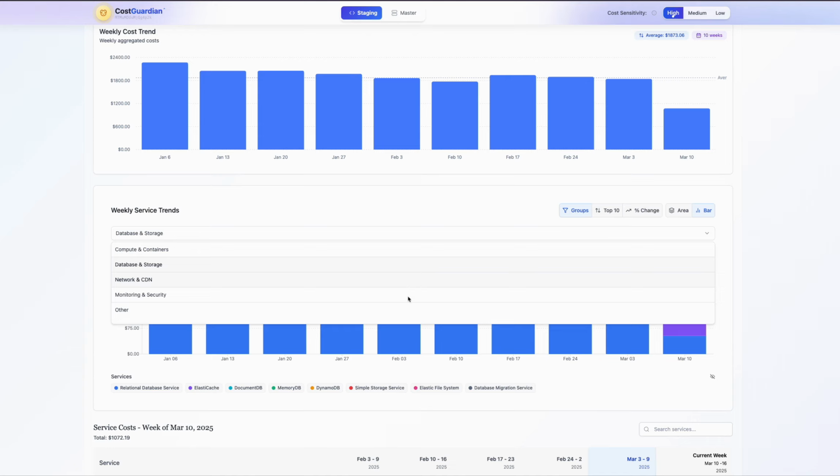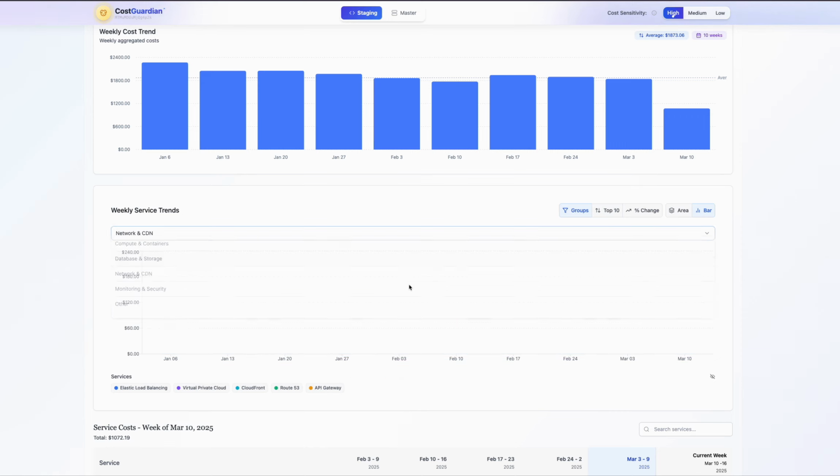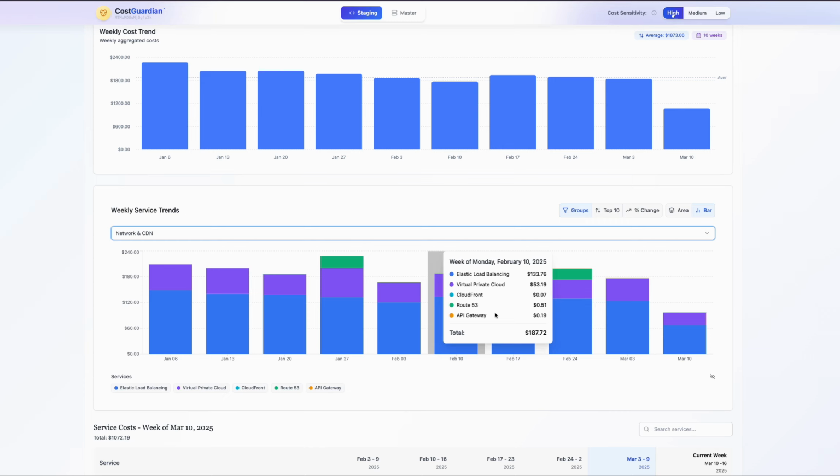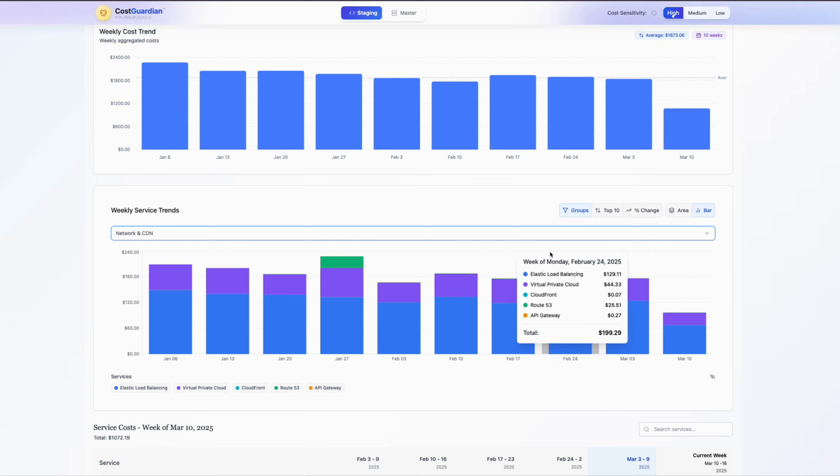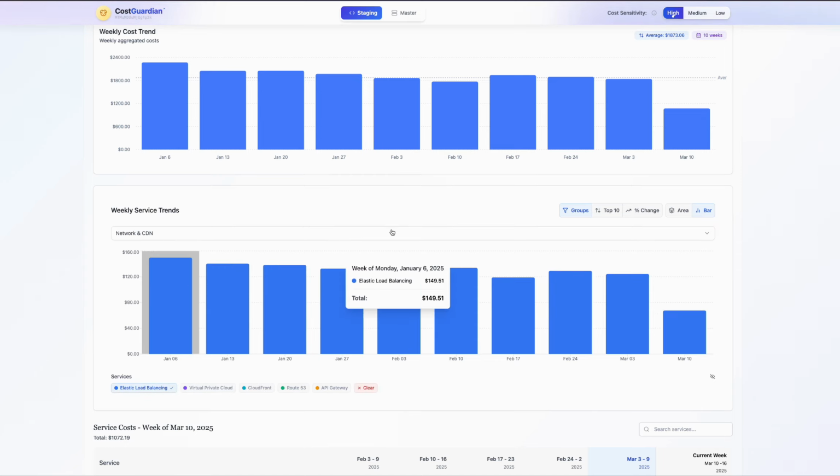This easy group-by-category view helps a DevOps manager or FinOps person look at a particular category type of cost in one place. For example, for network and CDN, you can see how much you are paying for that in a particular week, and if you want to look at just an individual service, you can do that.